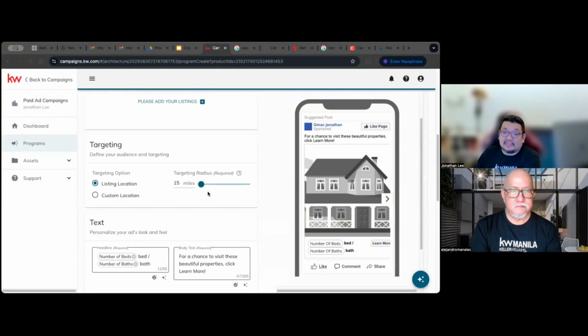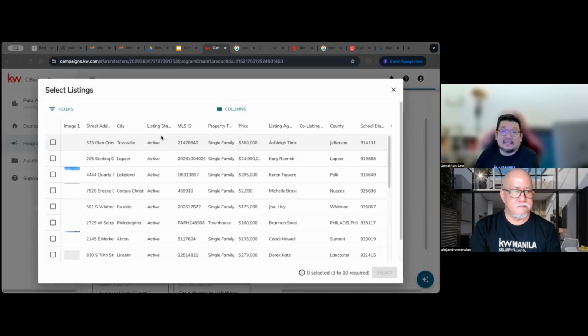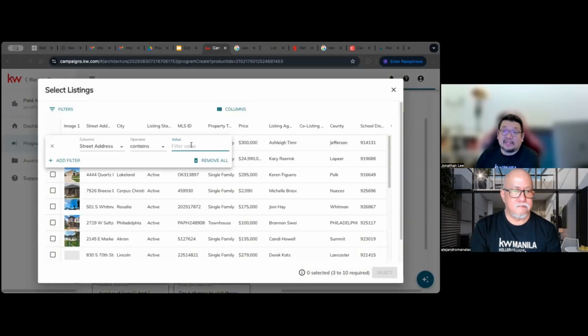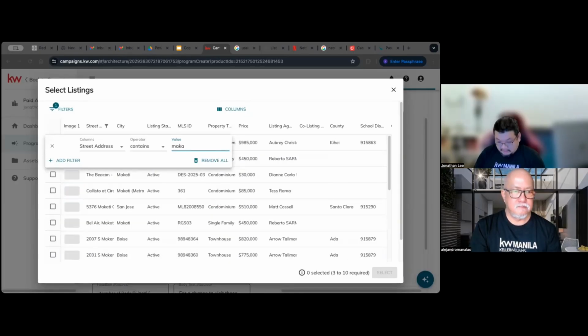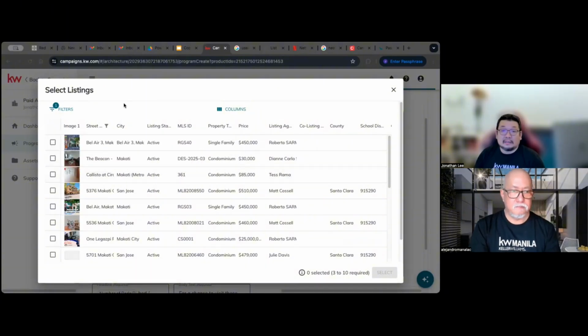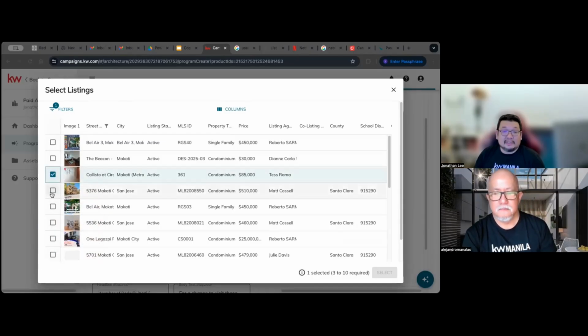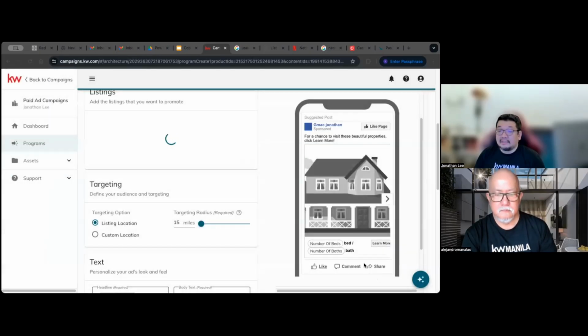Because of our system, we are synchronizing all our listings inside. I can now select all my listings in the location. So let me just potentially talk about Makati. Right, so I'm going to do Makati. Let's just say I select multiple listings. Right, I have no idea where the listings are.